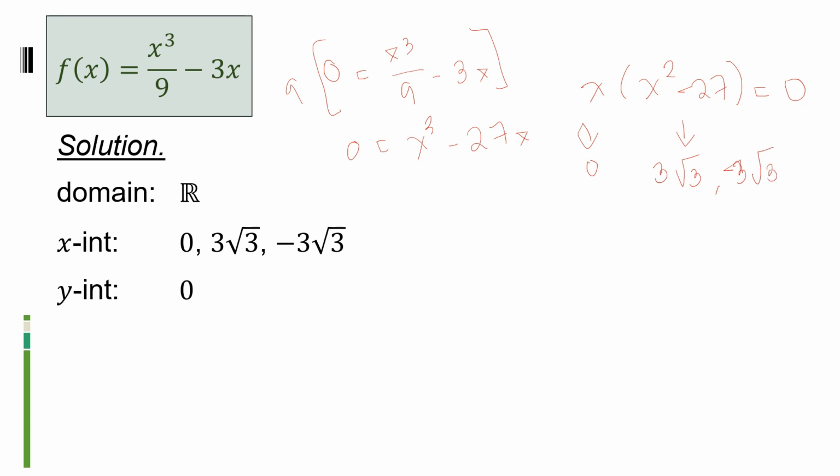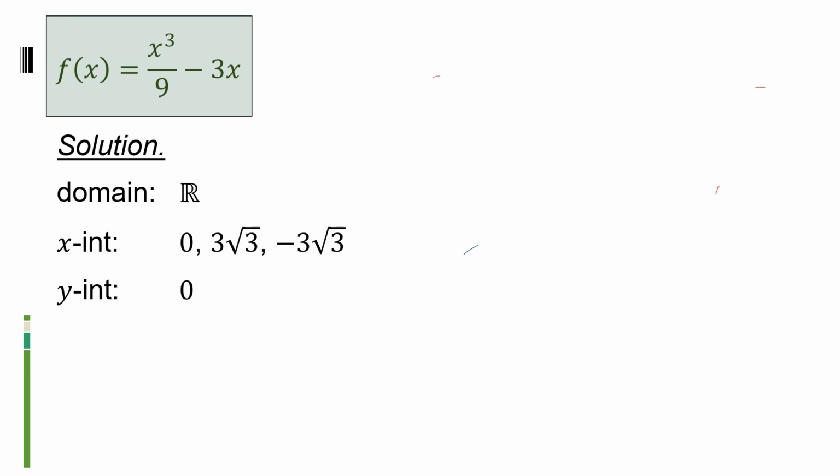Next is the y-intercept. And the y-intercept of this is at 0. Ito naman, nakuha natin by letting x to be equal to 0. So, ito naman, f of x is equal to 0 cubed over 9 minus 3 times 0. So, f of x or y is equal to 0. And then next is, we need to find the first derivative.